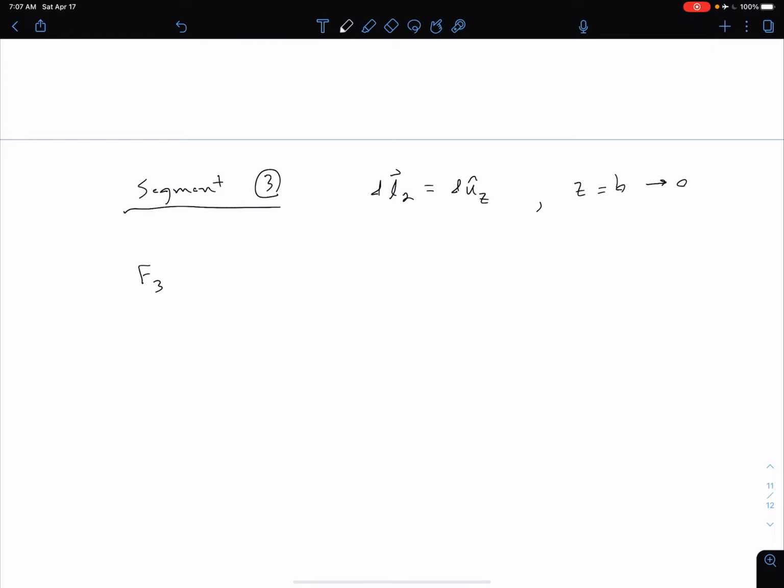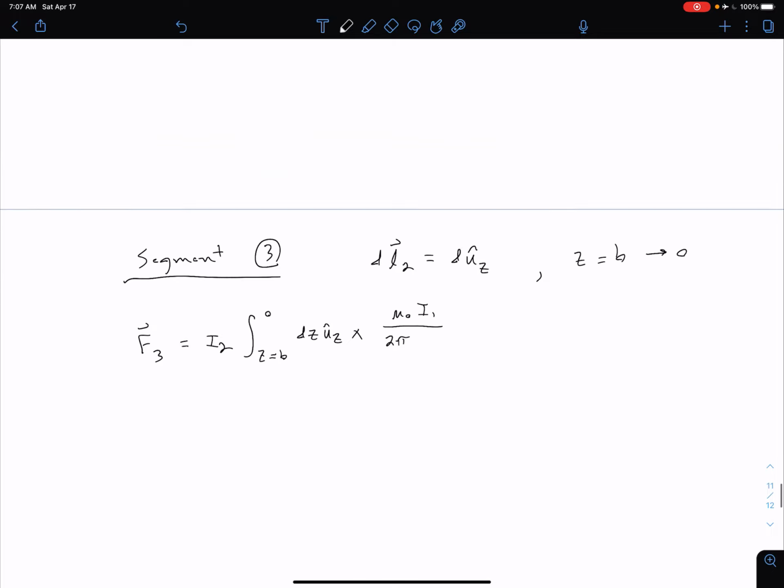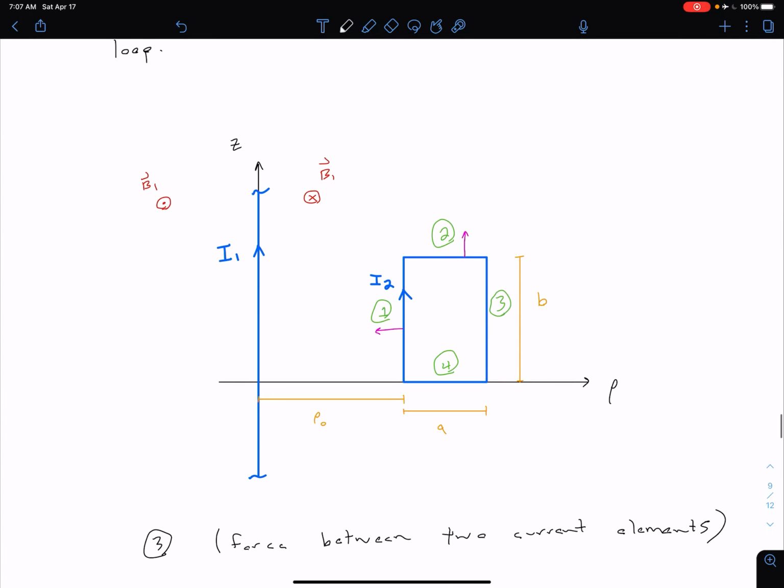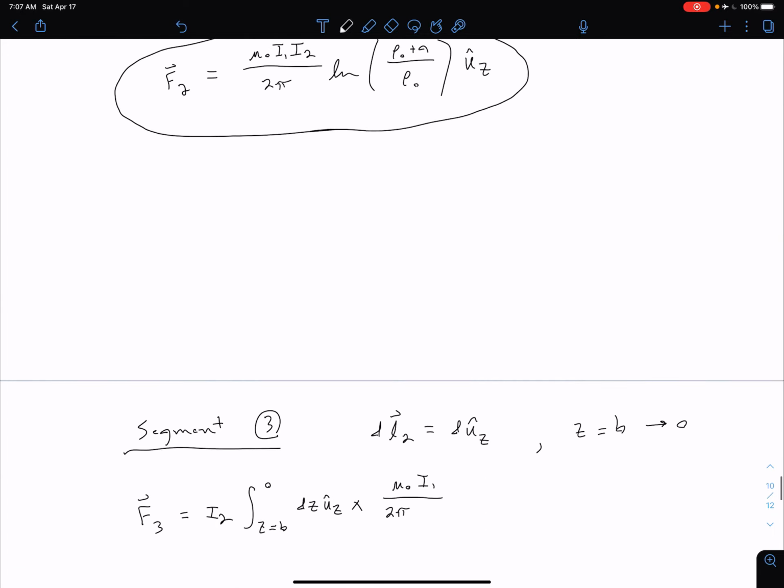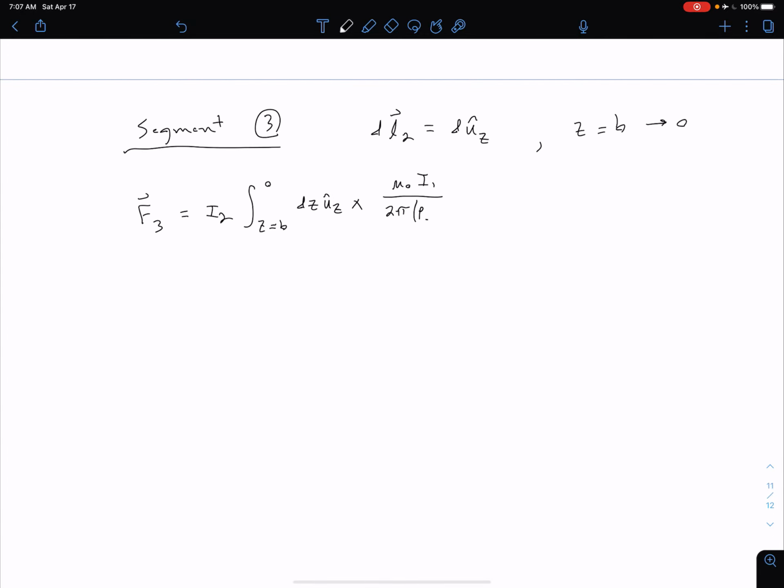So our F3 is then equal to our I2 times the integral from z equals b to 0 of dz in our z direction cross with our B naught, or sorry, our B1, which is mu naught I1 divided by 2 pi. And now again, we have a constant rho, a constant perpendicular distance, but now it's going to be rho naught plus a. And that's going to be the same distance no matter where we're at on segment 3. So coming down here, we're now going to have rho naught plus a for our rho distance, and that is in our phi direction.